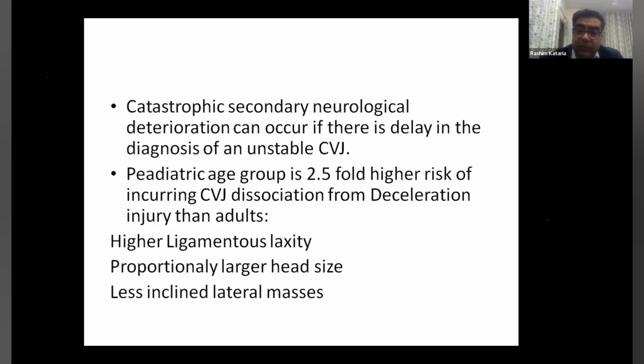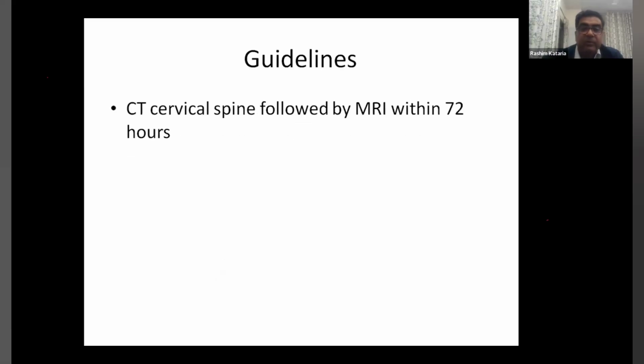Catastrophic secondary neurological deterioration can occur if there is delay in the diagnosis of an unstable CV junction. The pediatric age group has a 2.5-fold higher risk of CV junction dissociation from deceleration injuries than adults. This is because of their higher ligamentous laxity, proportionately larger head size, and less inclined lateral masses.